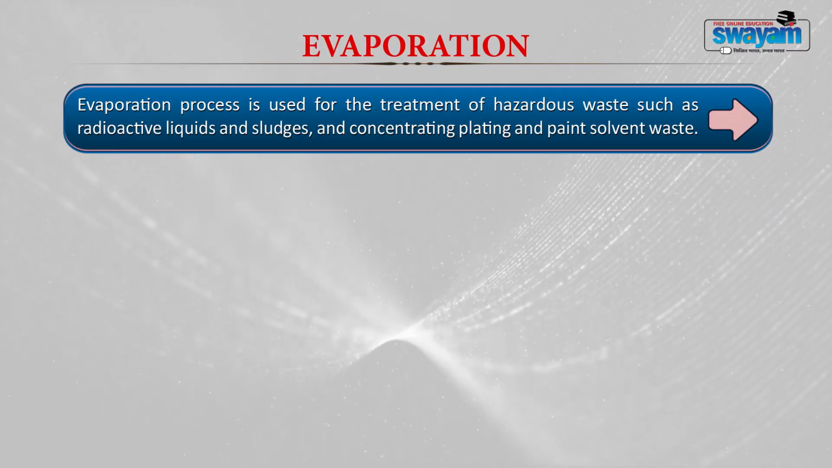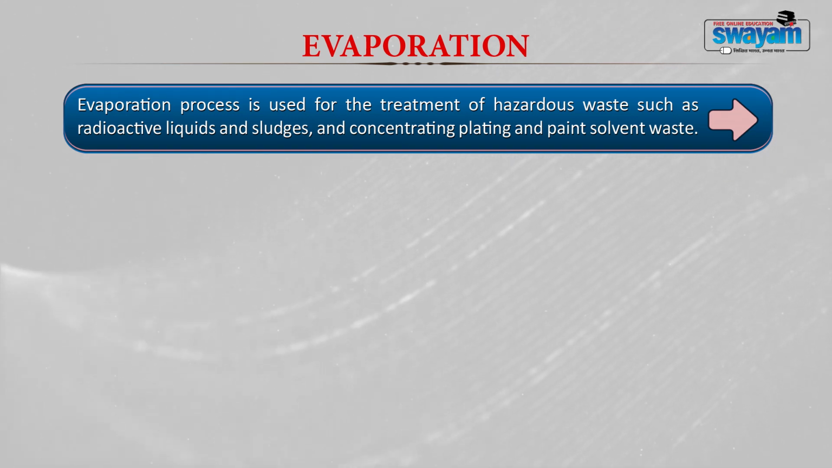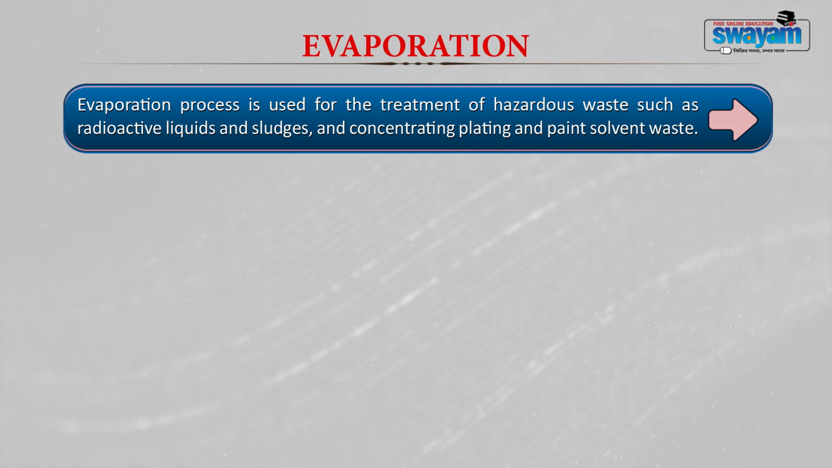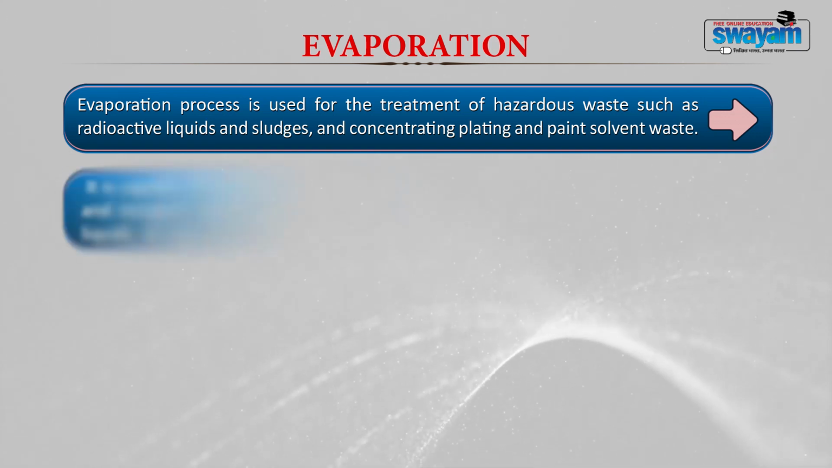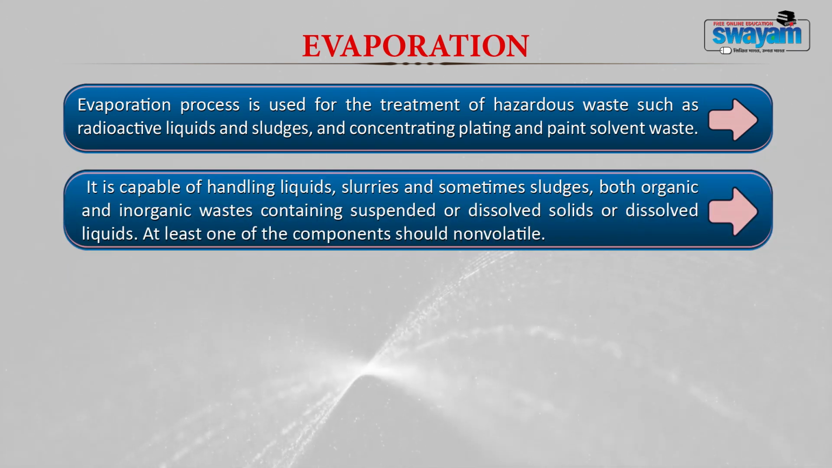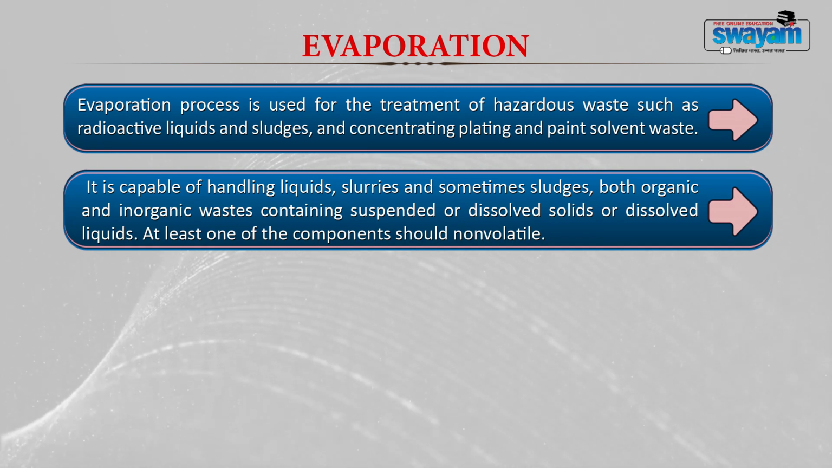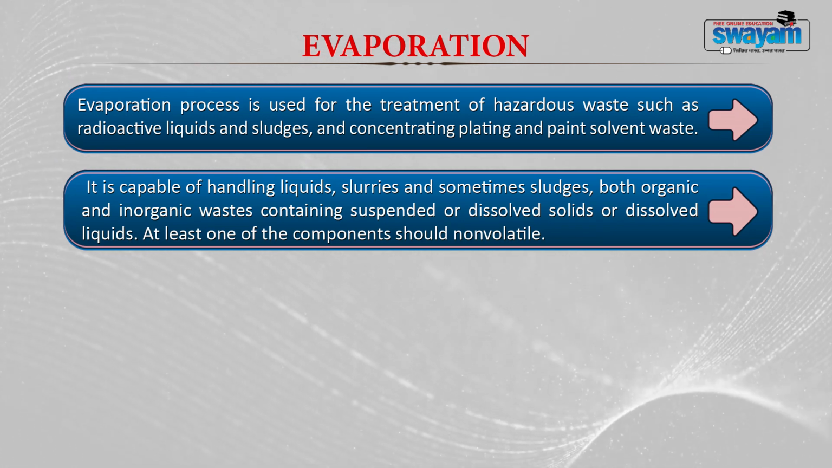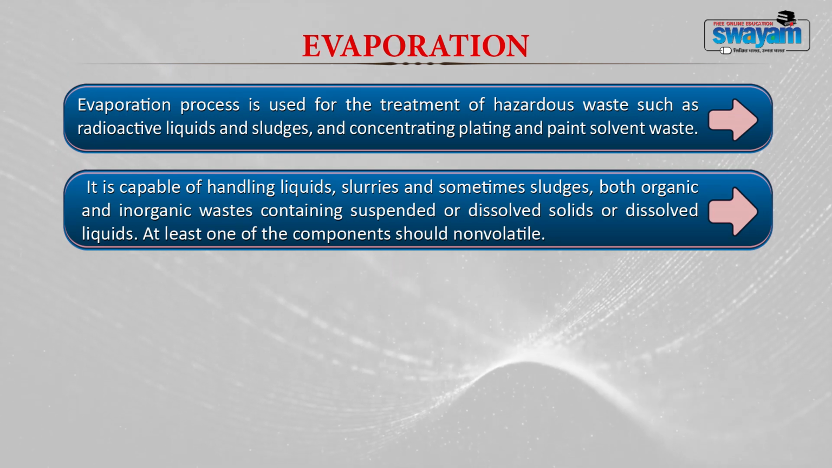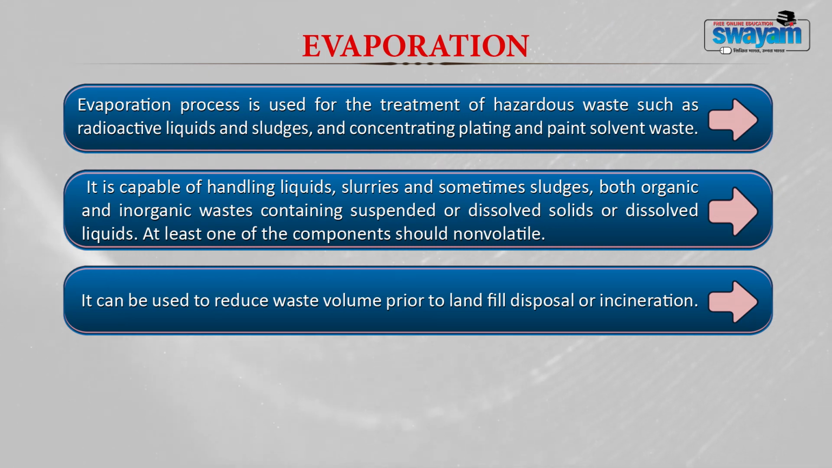Next is evaporation. Now, evaporation process is used for treatment of hazardous waste like radioactive liquids and sludges and the concentrating plate and paint solvent waste. It is capable of handling liquids, slurries and sometimes sludges. Sludge can be both organic, inorganic and it can contain suspended or dissolved solids or dissolved liquids. At least one of the components which you are using should be non-volatile. It can be used to reduce waste volume prior to landfill disposal or incineration.